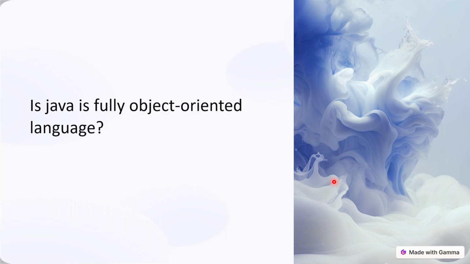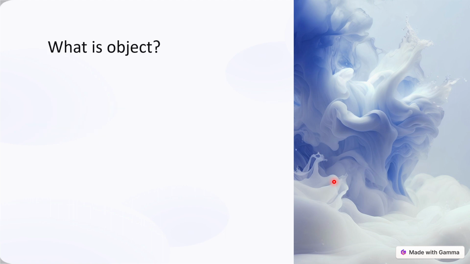Can you tell me some languages which are fully object oriented? Yes, Ruby, Smalltalk, some languages like that. Everything is an object there. But Java is not a fully object oriented language.